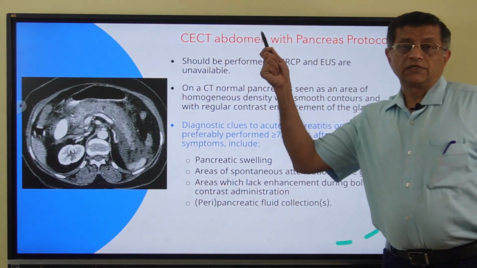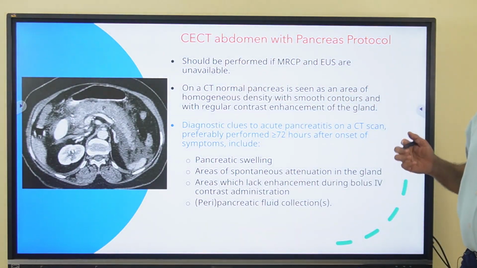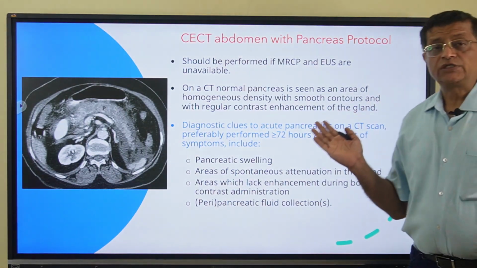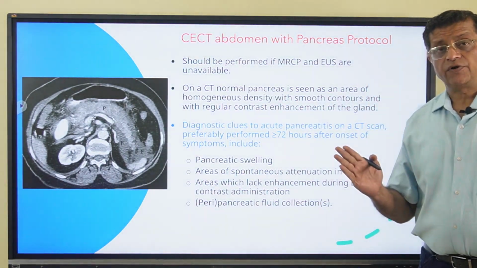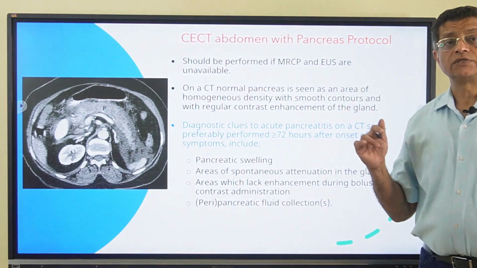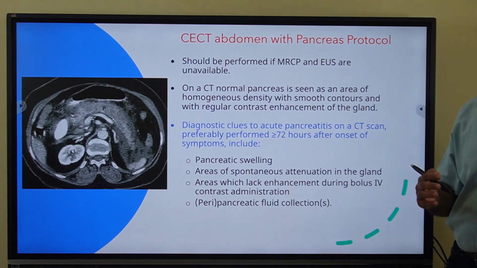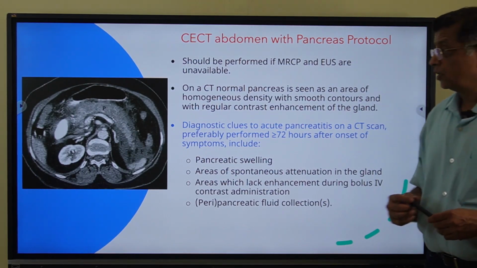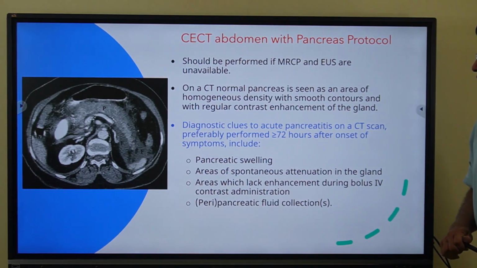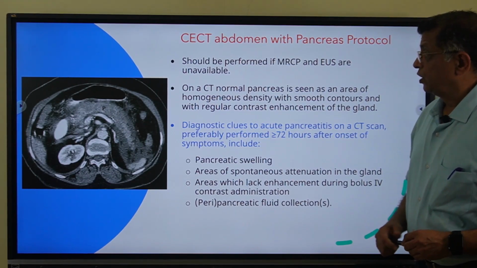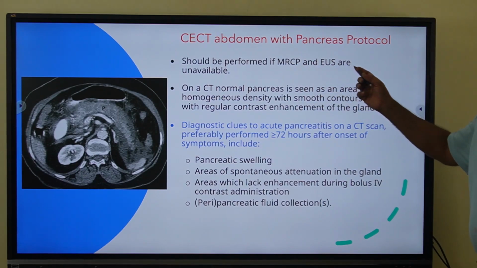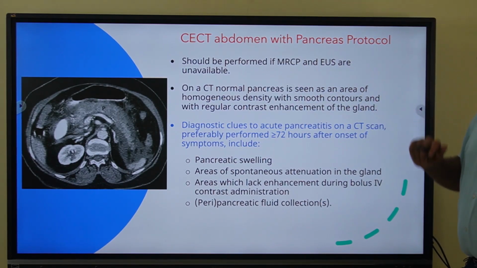Contrast enhanced abdominal CT is very useful. I would say CT would be best done after 72 hours of severe acute pancreatitis, because this is the time that is usually required to evolve the full picture in CT. But if there is a diagnostic dilemma, you can get CT on presentation also. It should be performed if MRCP and endoscopic ultrasound are unavailable.